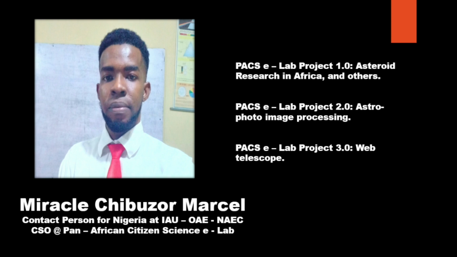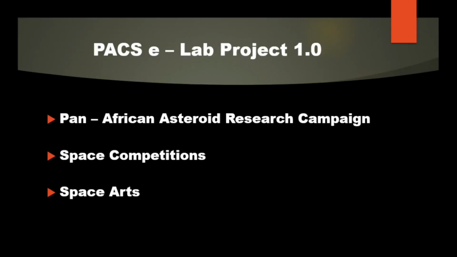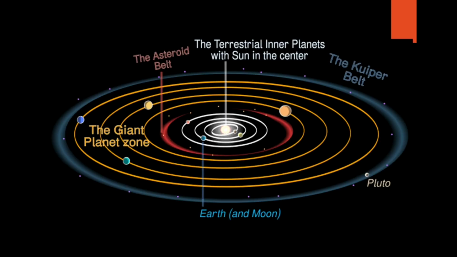So our first project is the Pan African Asteroid Research. Then we have astrophoto image development or image processing. Then we have web telescope usage. So I'm going to explain each of these sections and what they mean. In our first project, we have the asteroid hunting, or you can call it the asteroid research. Then we have space competitions. Then we have space arts.